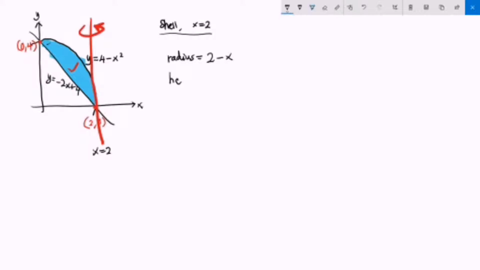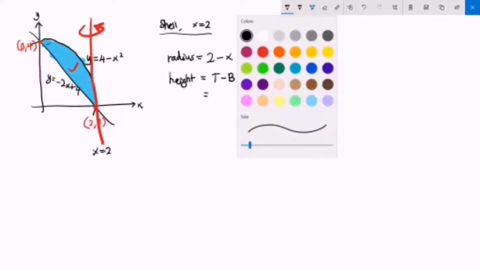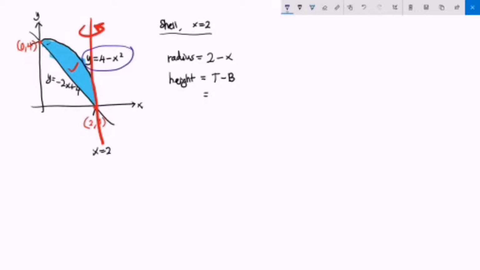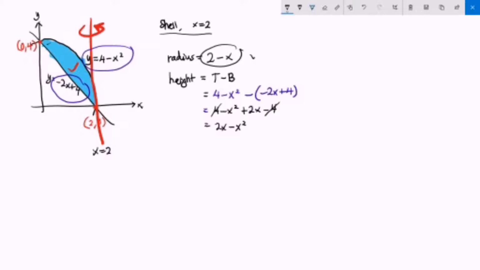And the height of this volume is, in this case, the top minus bottom. The top function is of course this one, in terms of x, 4 minus x squared. And the bottom function is actually this one, so minus negative 2x plus 4. So we have 4 minus x squared plus 2x minus 4, and then we have 2x minus x squared. The 4 and negative 4 cancel. So now we have the radius and also the height.